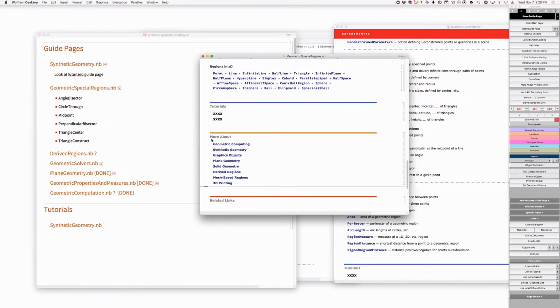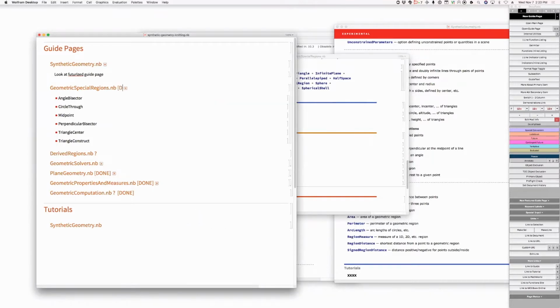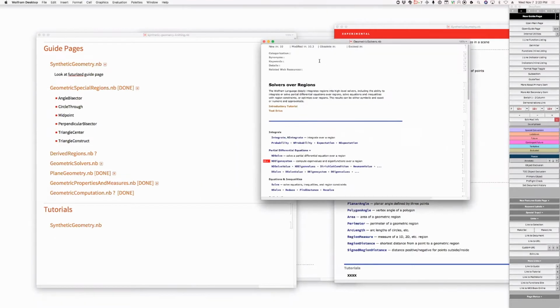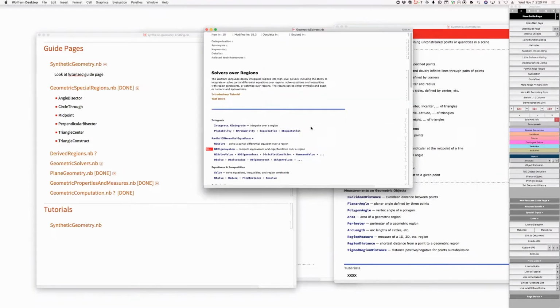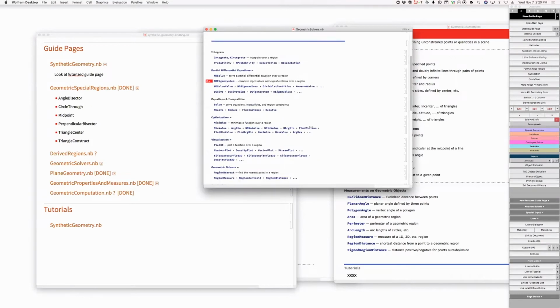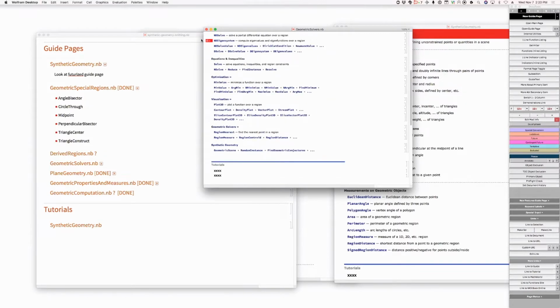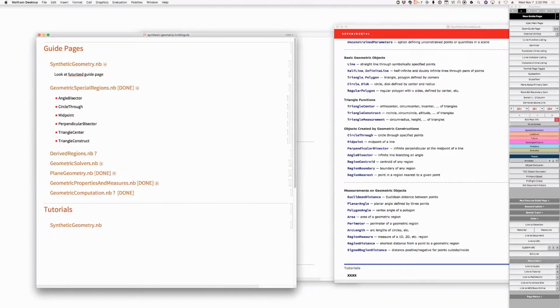Okay, can we consider this page done? I think so. Okay. Geometric solvers. We already have something here. This seems reasonable. That page is done. I wish we kept better notes last time. Sorry, this is not okay, derived regions.